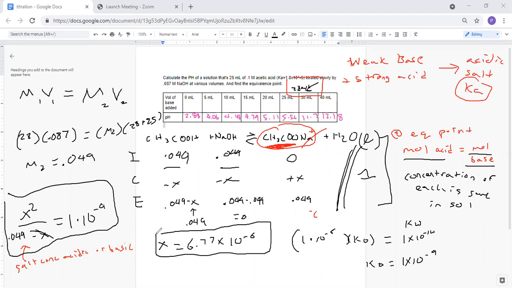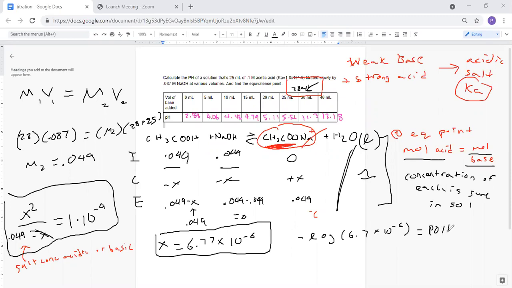Now, this is another important step. What you do to X here depends on if you used Kb or if you used Ka. So we used Kb, which means our X is the concentration of OH. So this X, once you take the negative log of it, is going to give you pOH. And then you do 14 minus the pOH equals your pH.